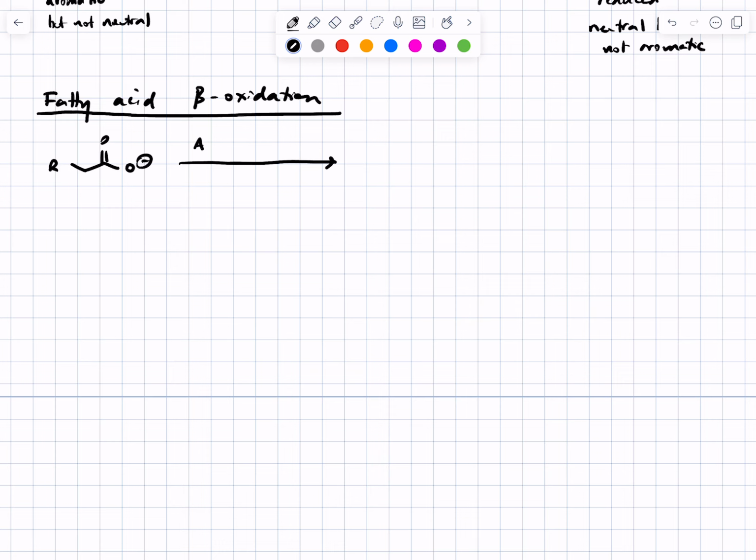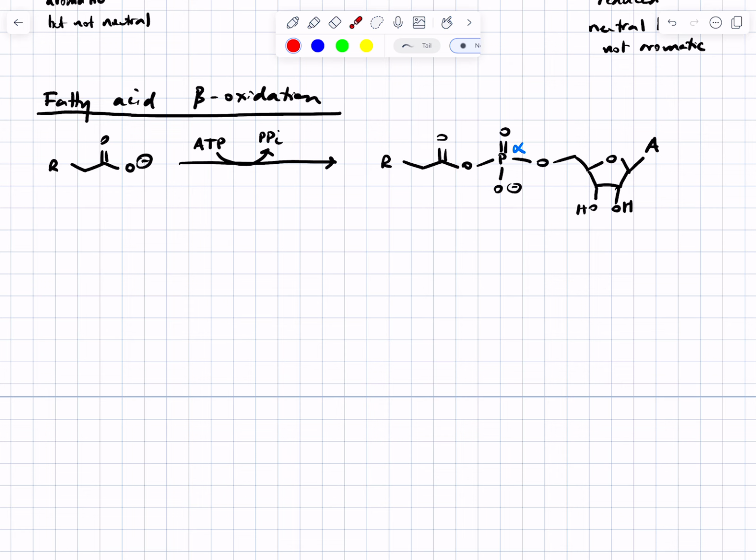First, we're going to take ATP and make a fatty acyl AMP where the carboxylic acid attacks the alpha phosphorus. And again, the enzyme is going to direct that process of ATP. It's going to attack the alpha phosphate group of ATP to give you this intermediate in which the carboxylic acid has formed basically a mixed phosphoanhydride with ATP.